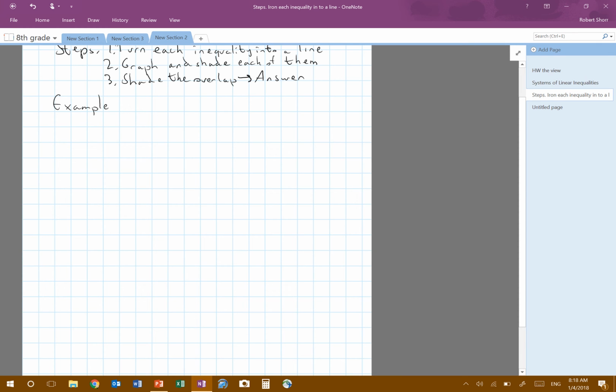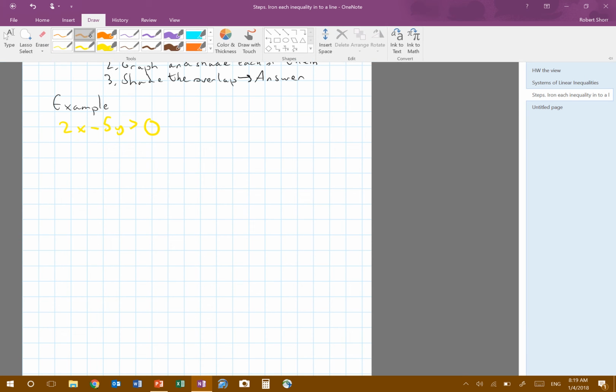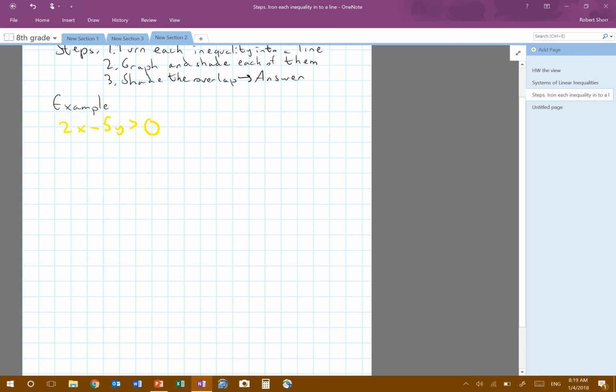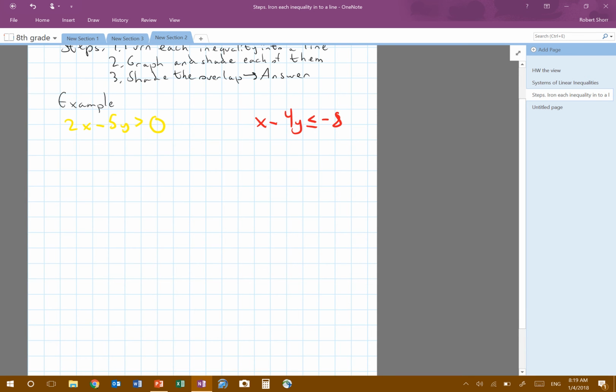We're going to have two equations again because this is a system. So we need 2, and we will use 2x minus 5y is greater than 0. And our other one will be x minus 4y is less than or equal to negative 8. That's supposed to be an 8, I will fix that.